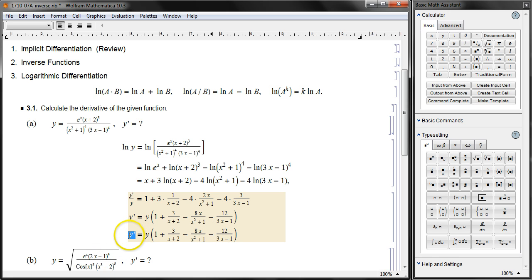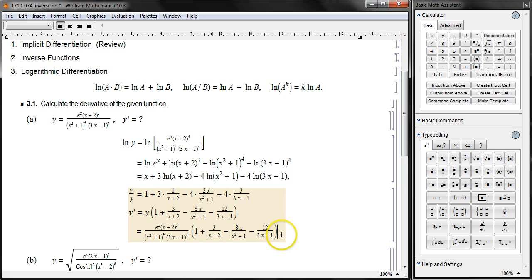So copy this entire thing over here, and that concludes the differentiation. The derivative of this is this original y times this part, which was obtained from logarithmic differentiation.